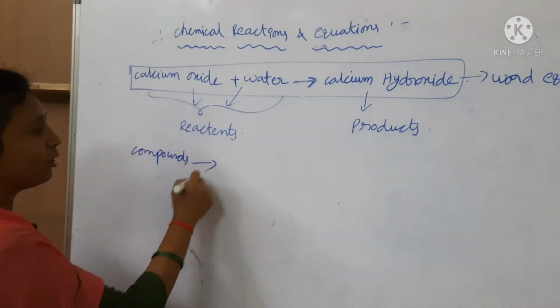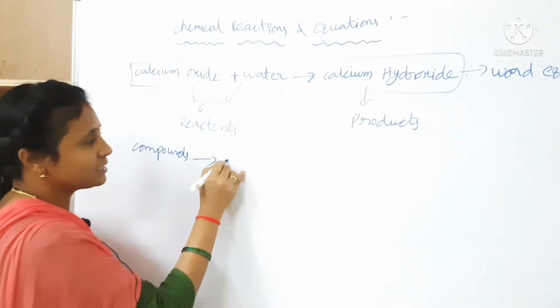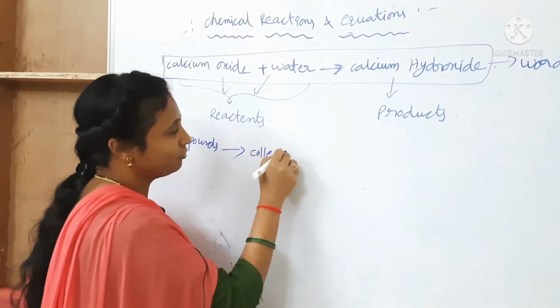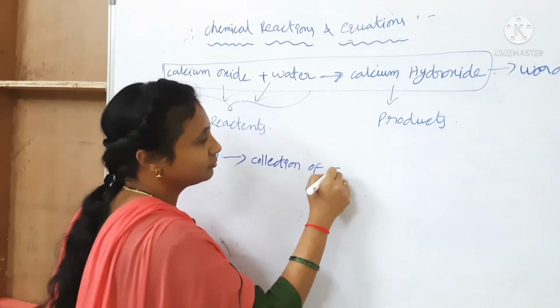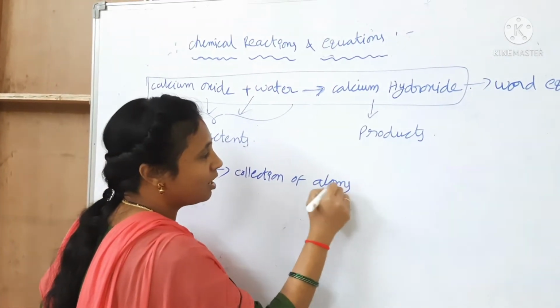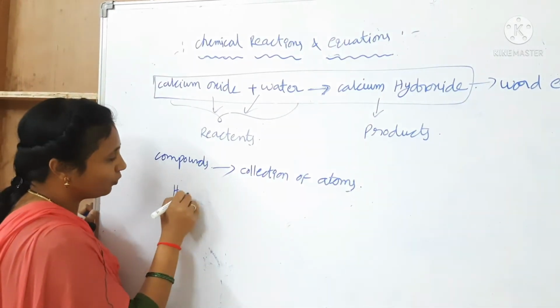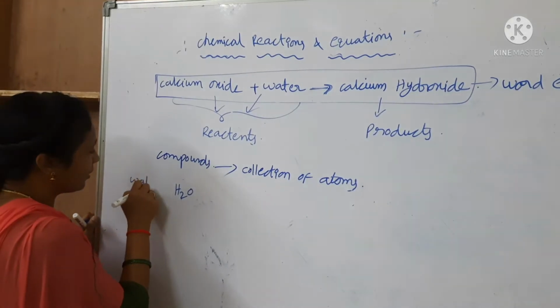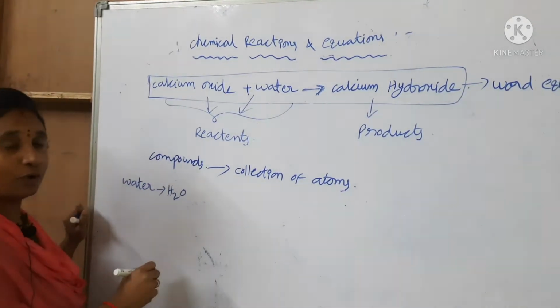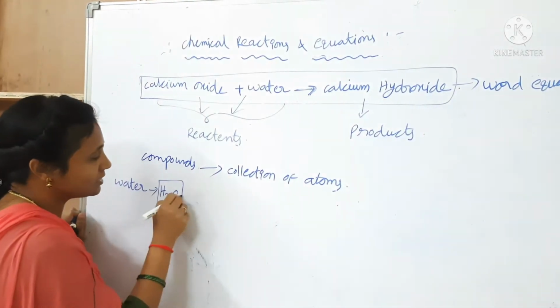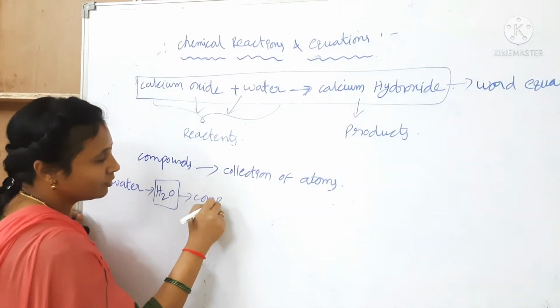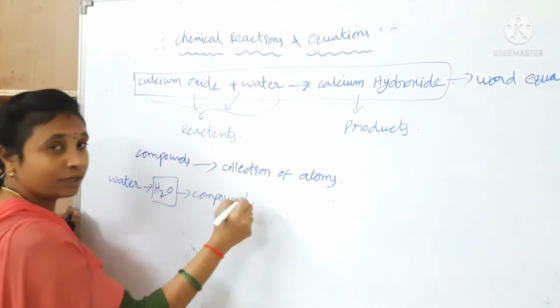Okay, what is a compound? A compound is nothing but a collection of atoms. I will give some examples. I am taking H2O, water. The chemical name for water is H2O. Here H2O is a compound.